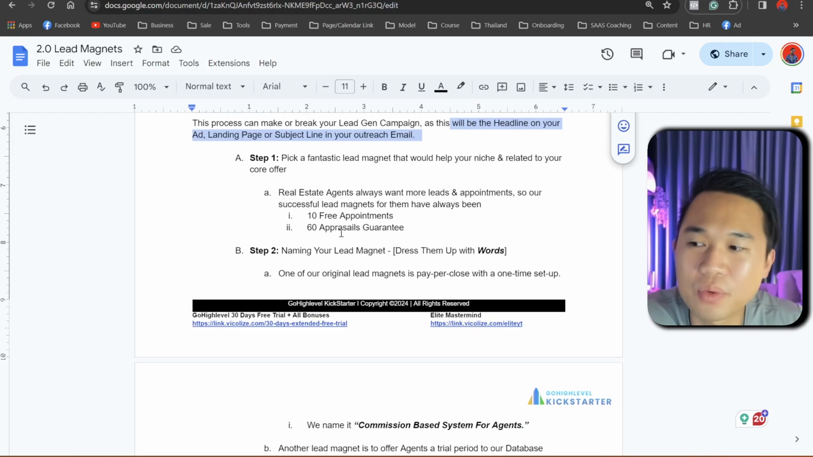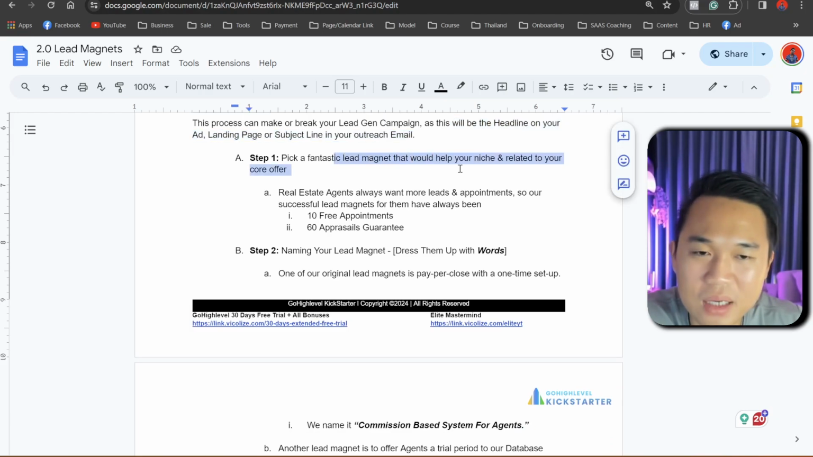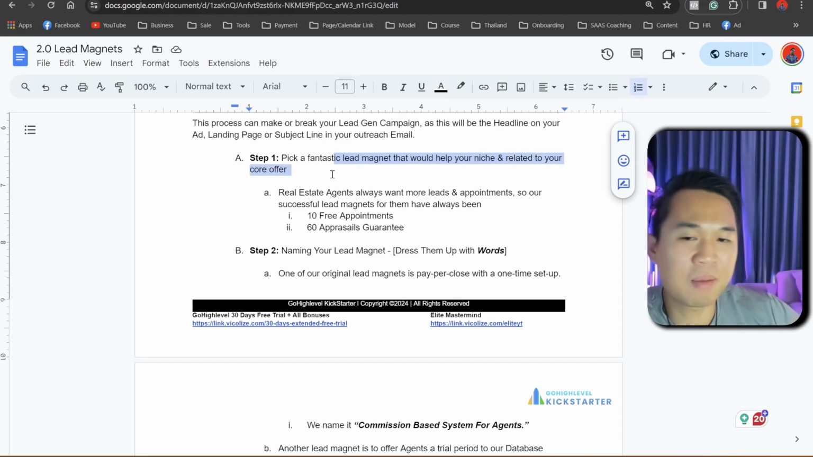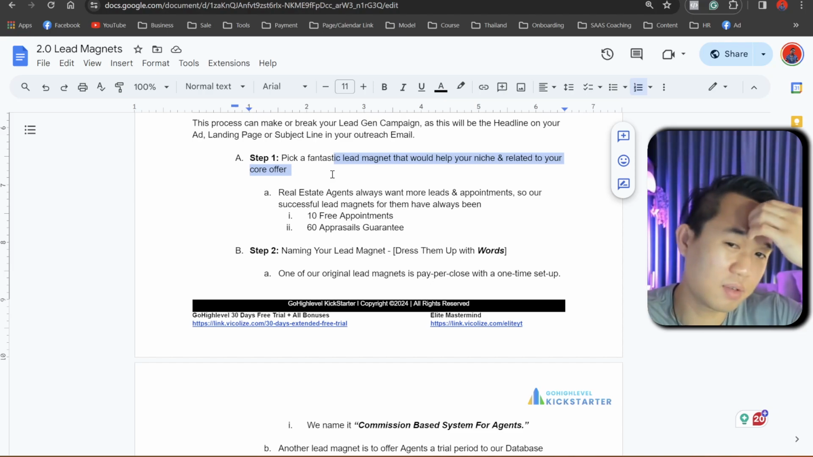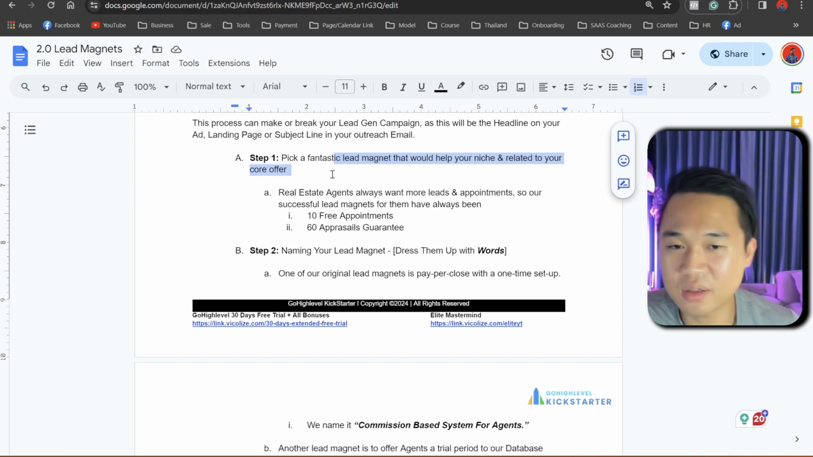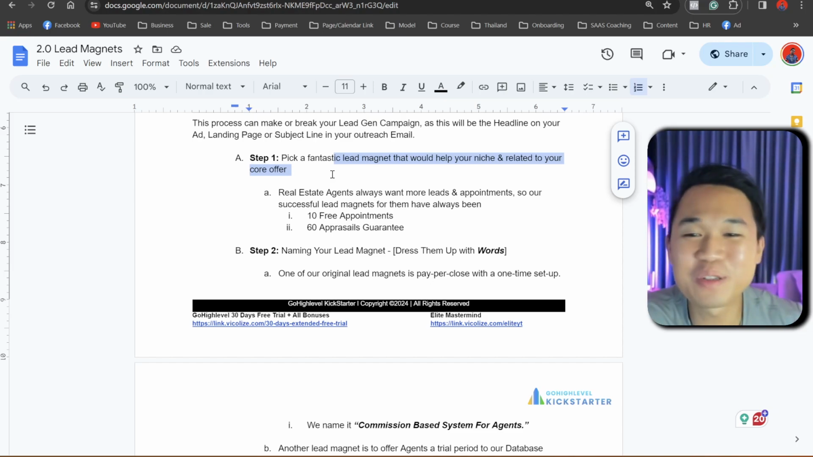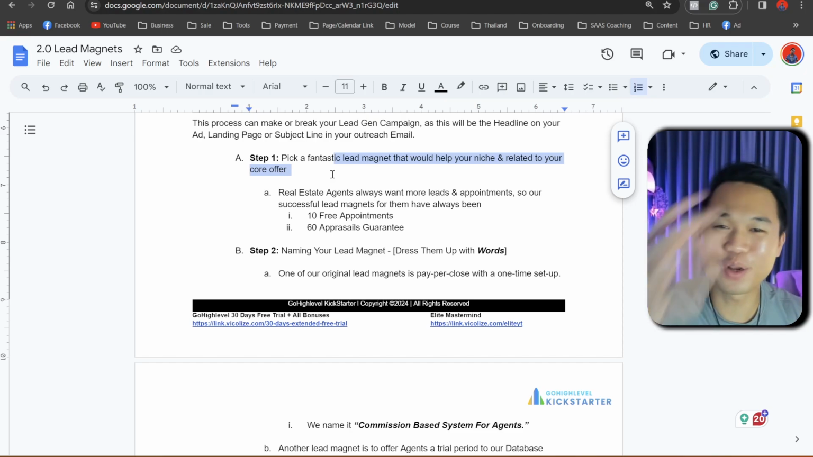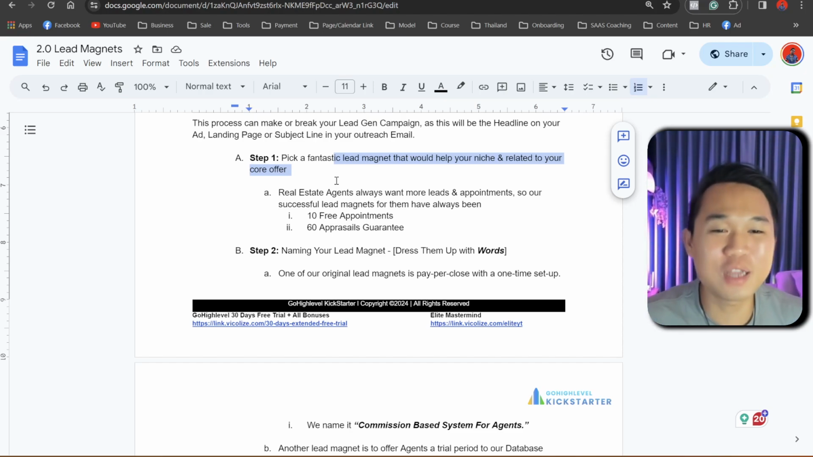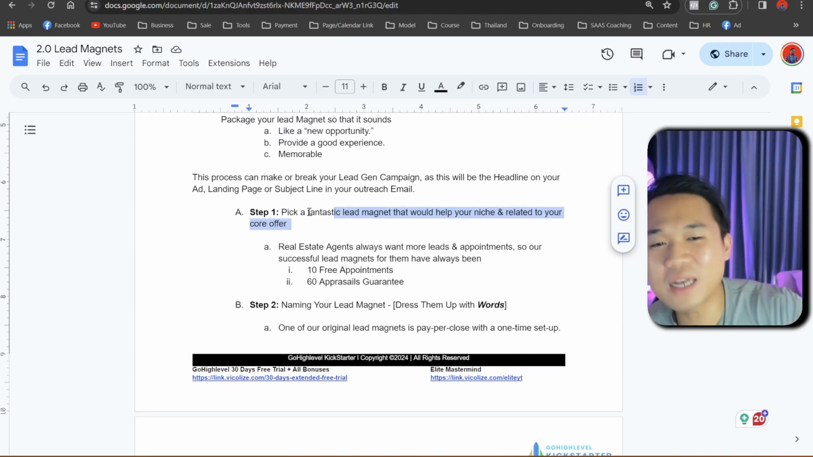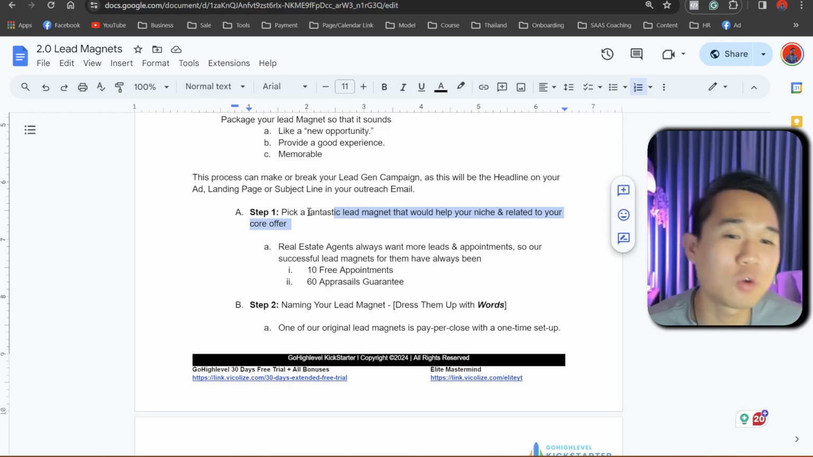So right, we're going to start off with step 1. You want to pick a fantastic lead magnet that would help your niche and relate to your core offer. So if I'm offering a coaching or marketing service, I'm not going to pick a lead magnet about free ice cream. I know it sounds very obvious, but we don't want to do that, okay? Ice cream doesn't help my audience either. They can buy ice cream in their own time. So you want to pick something related to your niche and actually related to your core offer, right?